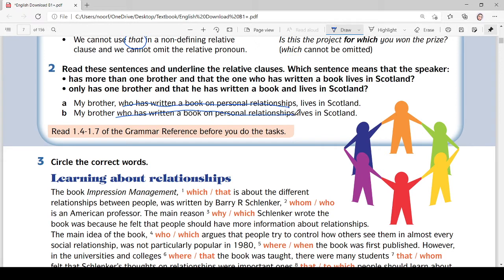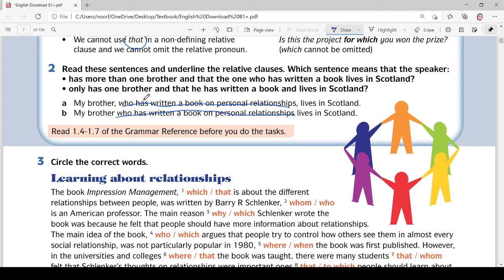Okay. This one adalah dia punya relative clauses. Which sentence means that the speaker has more than one brother and that the one who has written a book lives in Scotland? Yang mana menunjukkan this one has more than one brother and that the one who has written a book lives in Scotland, and which one yang only has one brother and that he has written a book and lives in Scotland? Mana satu yang menunjukkan seorang ni ada ramai abang tapi satu ni tinggal kat Scotland. Satu lagi memang satu je abang.